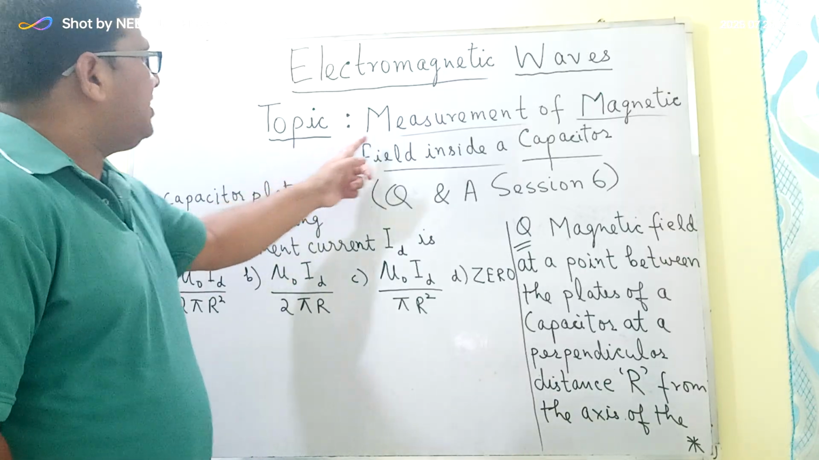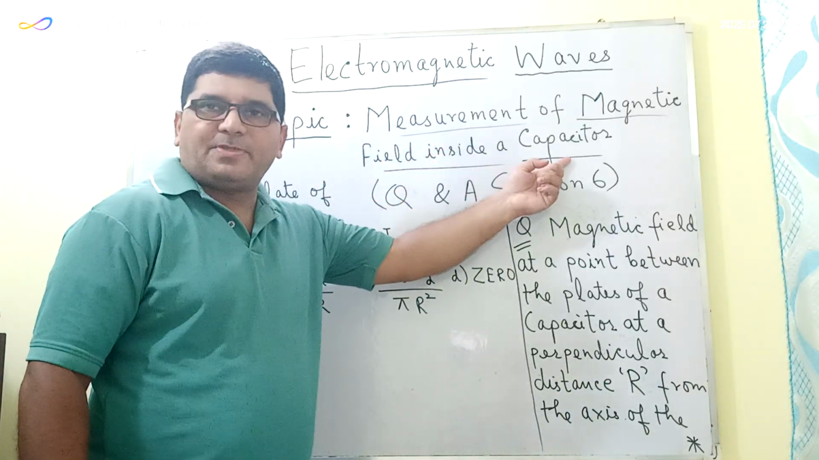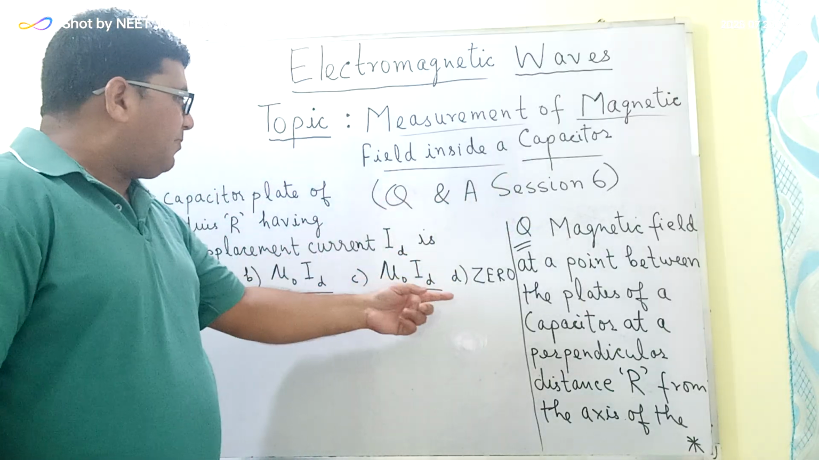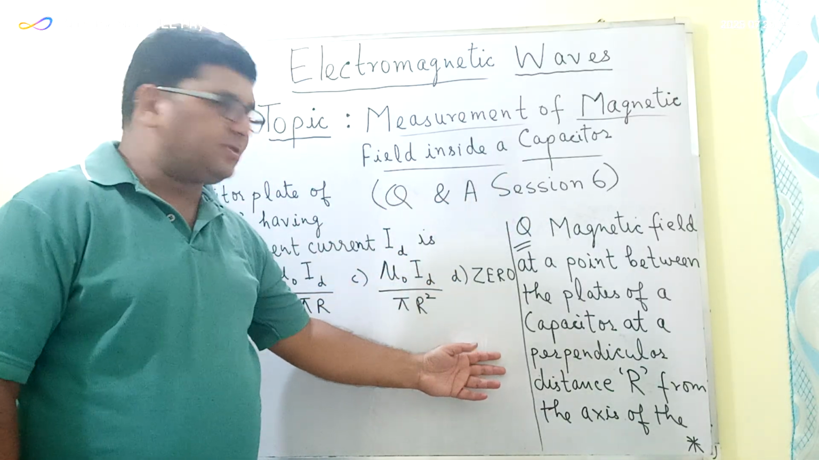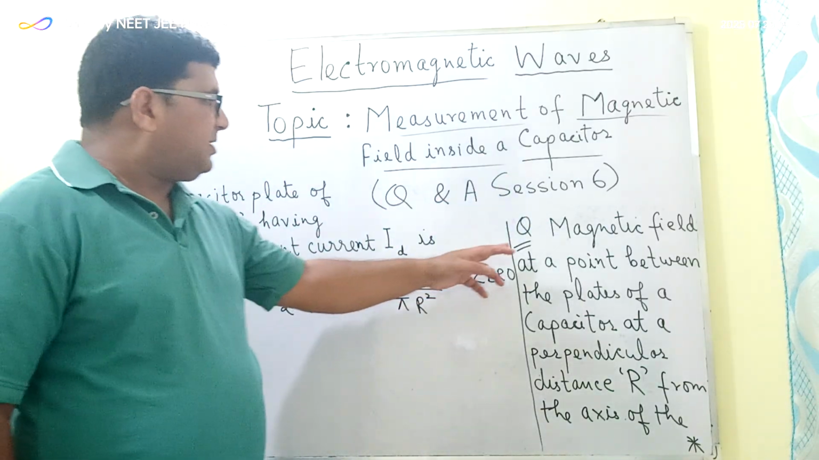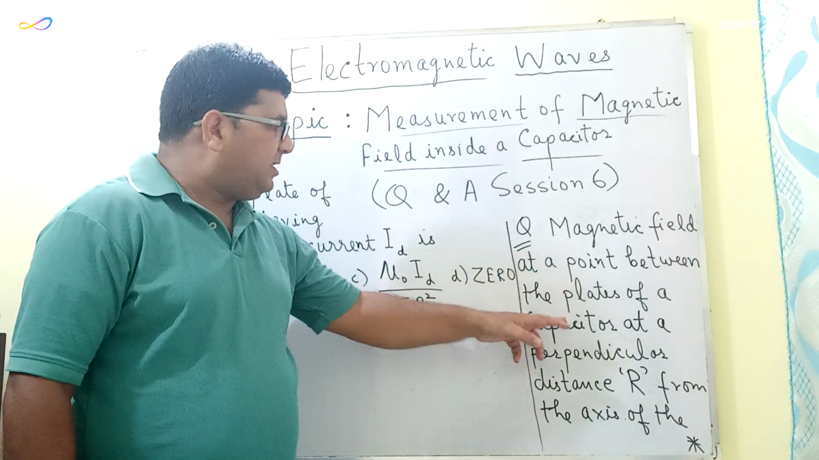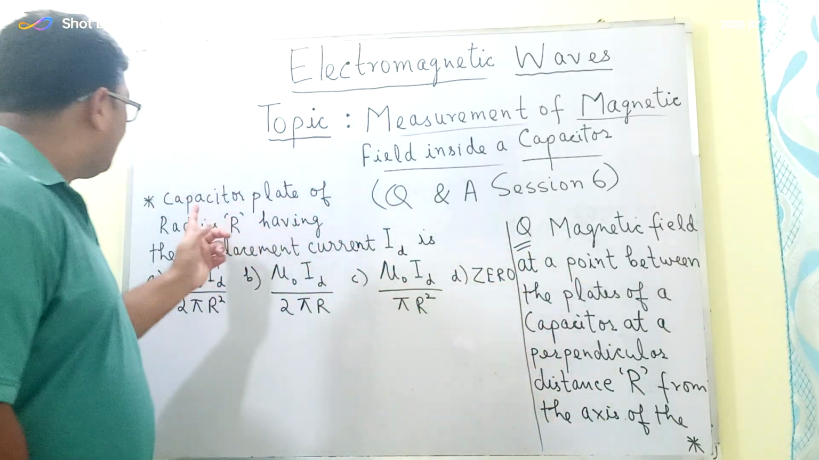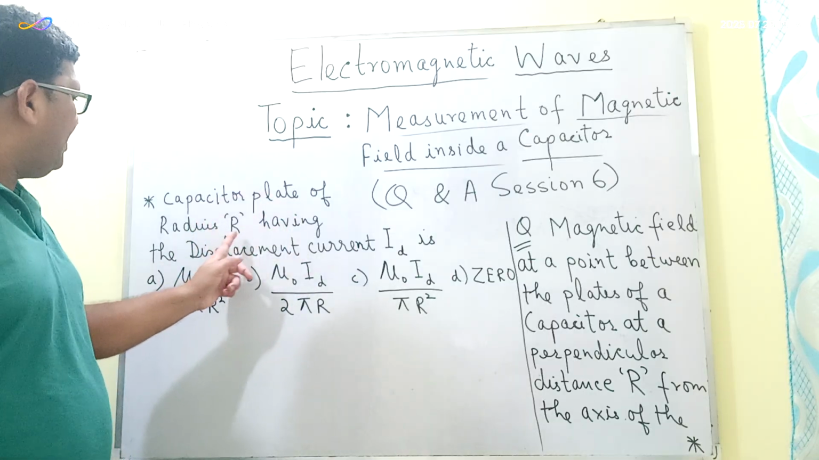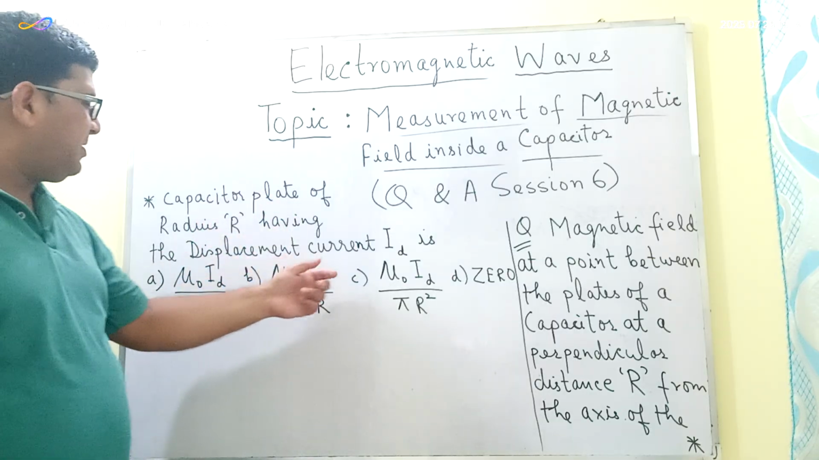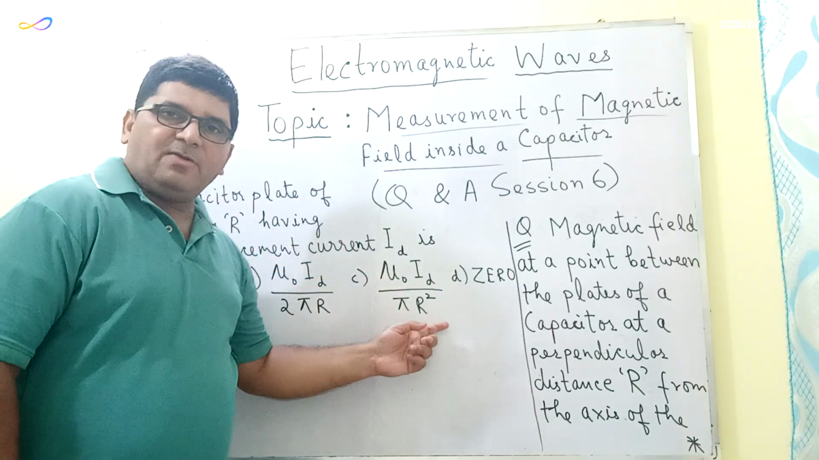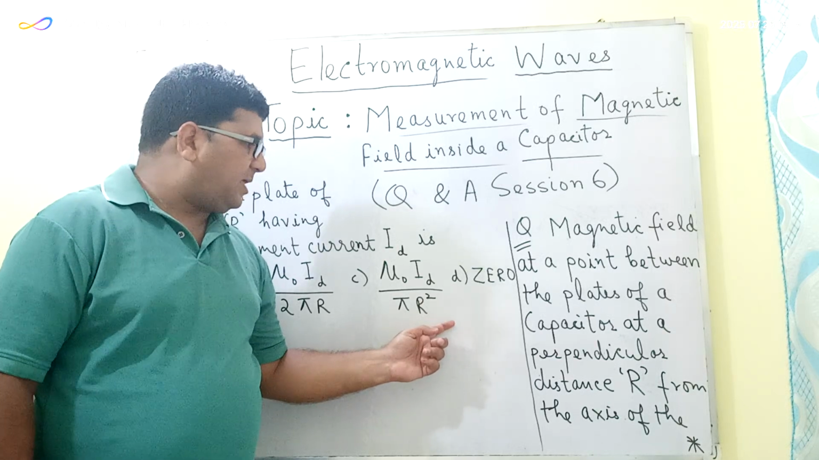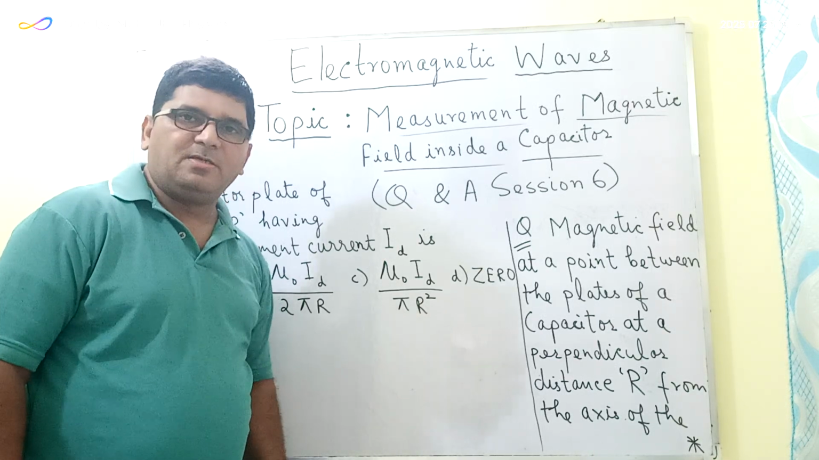The topic is the measurement of magnetic field inside a capacitor. Based on this topic, I have one question which is written here on this board. The question is: the magnetic field at a point between the plates of a capacitor, at a perpendicular distance r from the axis of the capacitor plate of radius R, having the displacement current ID, is. We have been given 4 options and we have to find the correct one.